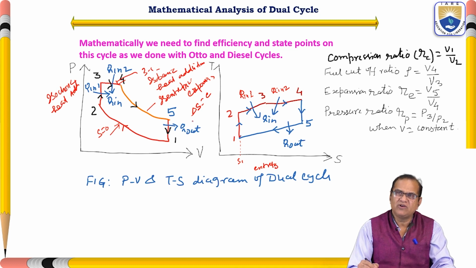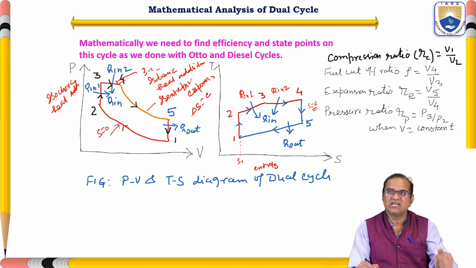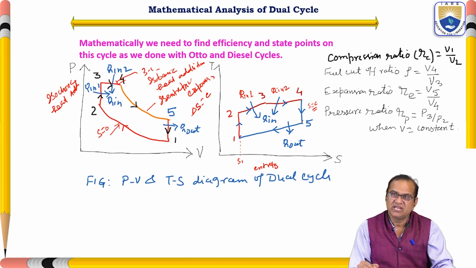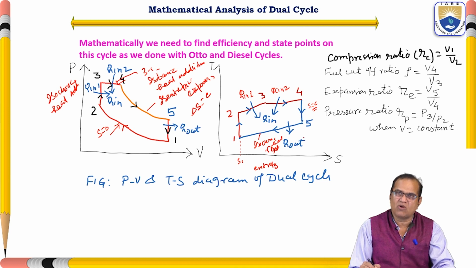From 4 to 5, it is adiabatic, that is S is equal to constant. Here in 4 to 5, expansion is taking place. So here temperature is falling, a sharp decrease in the temperature is experienced, and 5 to 1 is isochoric heat rejection. Okay, so this is the Q out. So here Q in is equal to Q in 1 plus Q in 2, and heat rejection is Q out.